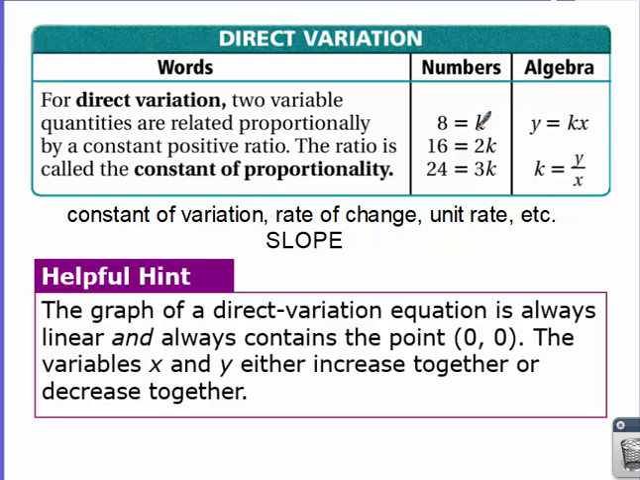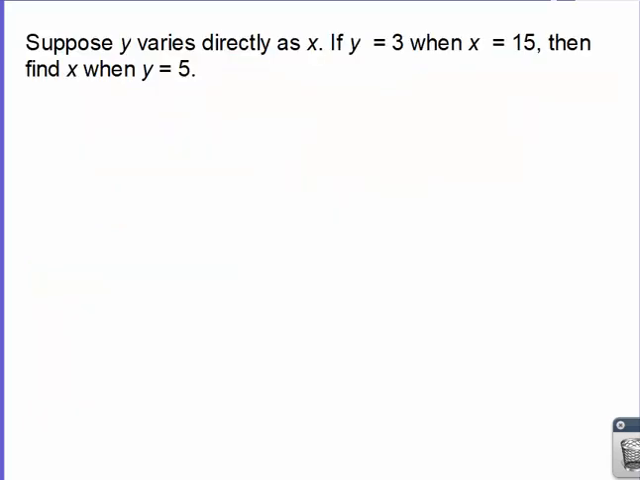It says the graph of a direct variation equation is always linear and always contains the point (0, 0). So that's the same definition that it takes for a relation to be proportional. It must make a line, which is linear, and it must contain (0, 0). In other words, we have a y-intercept of 0. So the variables x and y either increase together or they decrease together. In other words, they vary directly. So we're going to work some problems that look something like this.